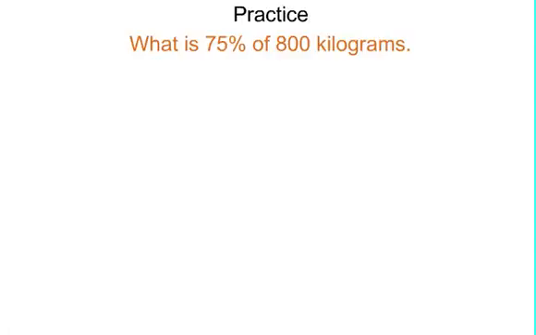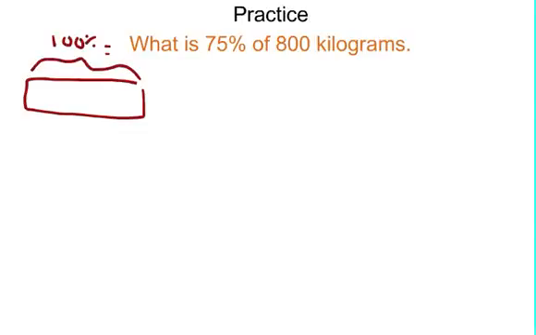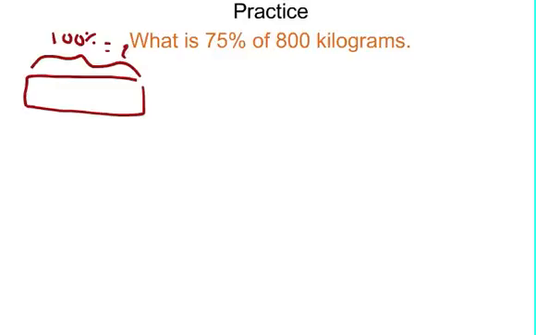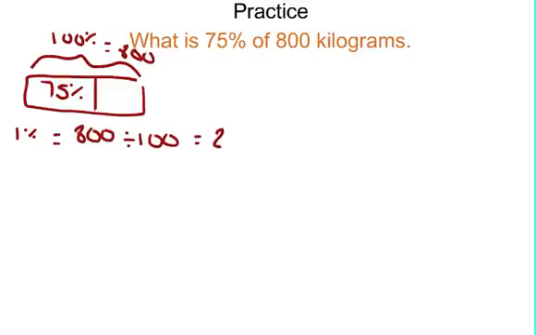In the first one, you could have done the bar modeling. The entire bar would be 100%, and that would equal our 800 kilograms. They want to know what 75% of the 800 would be. So in order to do that, we need to find out what 1% would equal. So we'd have to take the 800, divide it by the 100%, and we would get the answer of 8.